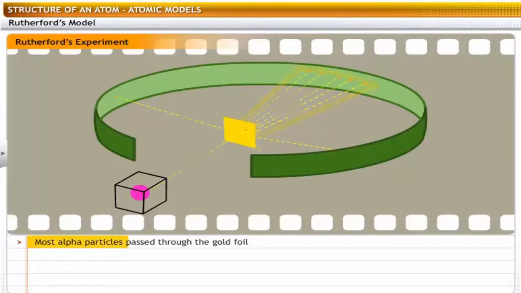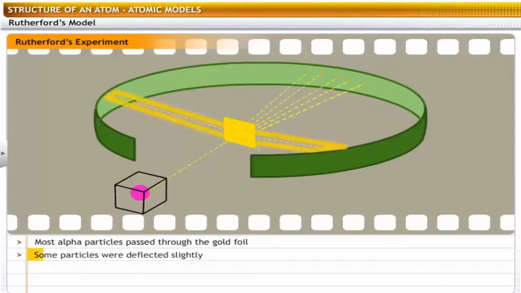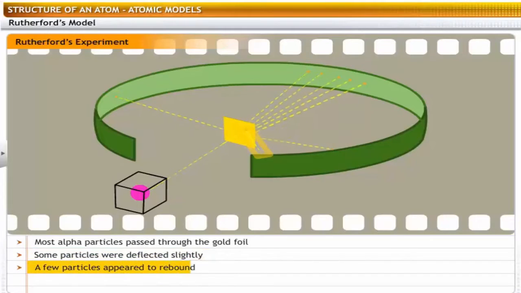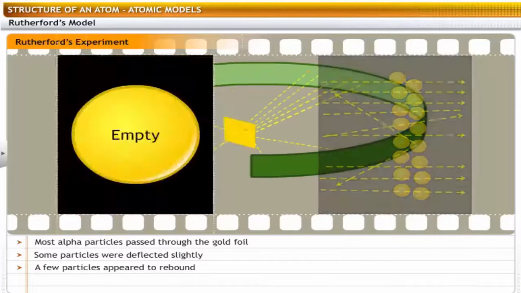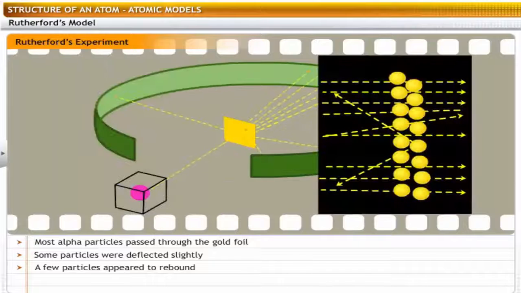Most of the alpha particles passed straight through the gold foil without getting deflected. A small fraction of the alpha particles were deflected through small angles. A few alpha particles bounced back. Based on these observations, Rutherford concluded that most of the space inside an atom is empty, as most of the alpha particles pass through the foil without getting deflected.